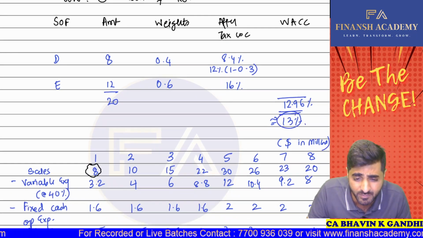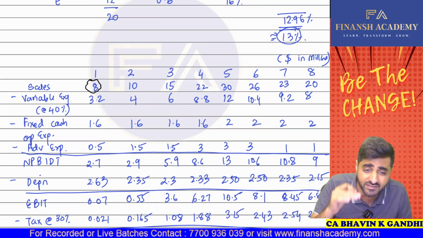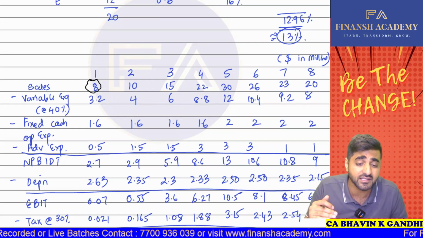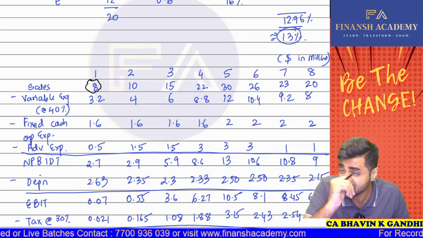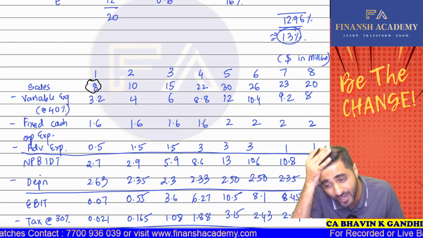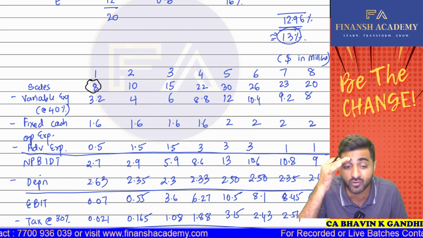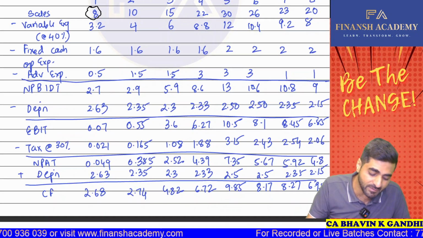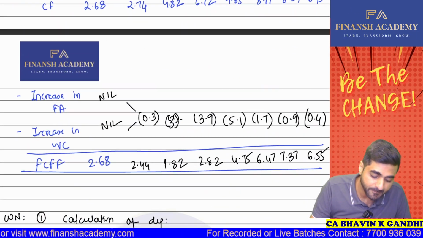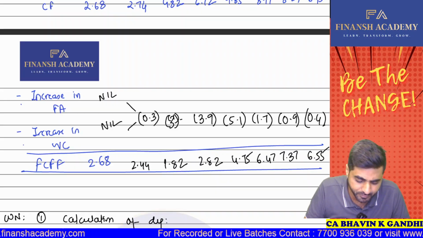which is coming as approximately 13%. Now we need to prepare the income statement for 8 years. We have sales, variable cost, fixed cost. Then we have advertisement expenses, net profit before interest, depreciation, and tax. And mind you, we are just going to subtract depreciation and not interest. Why? Because this is your FCFF. So interest we are not going to touch. From your EBIT, we'll be subtracting tax, we'll be getting NPAT, add depreciation, we'll be getting the cash flows. And then we need to see what is the increase in fixed assets and increase in working capital.